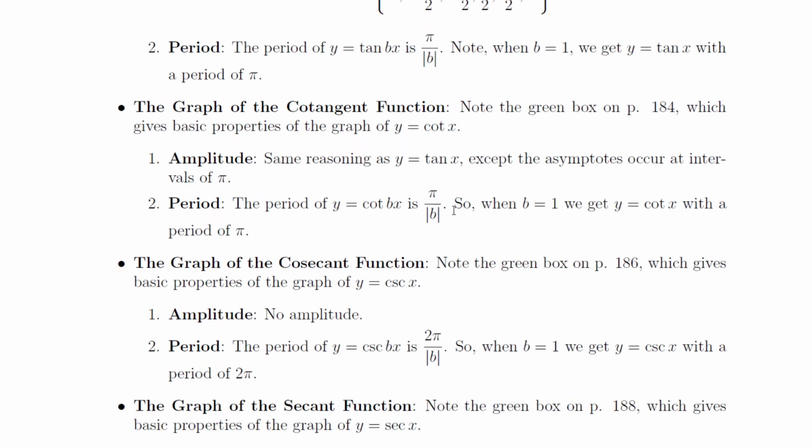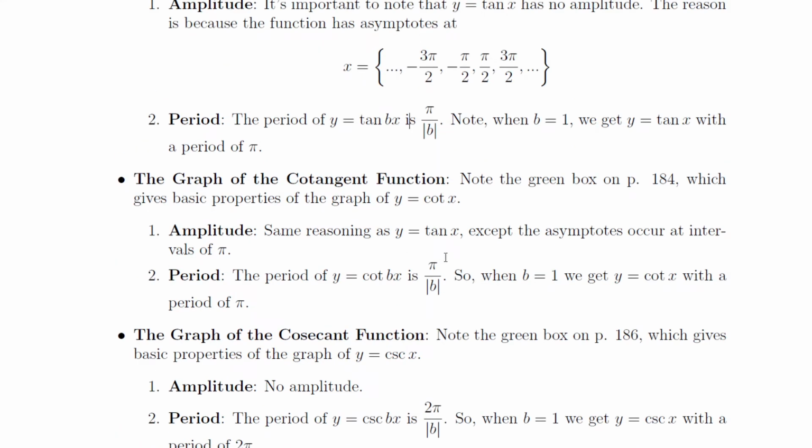Cotangent actually is pretty much the same idea. The properties are identical. It's got asymptotes again at every pi over 2, and simultaneously the period is going to be based upon this equation, pi over absolute b, where b again is just going to be this value right here next to the x.